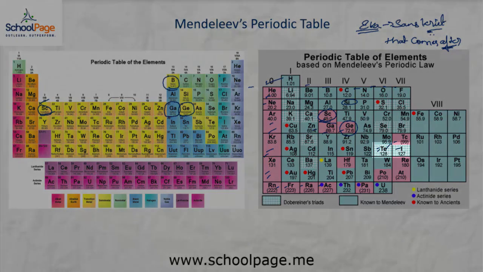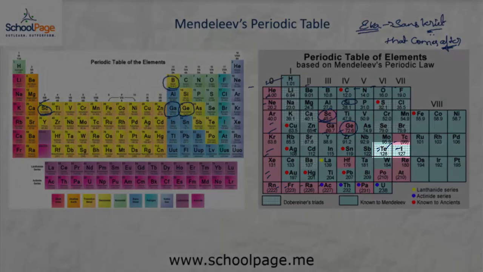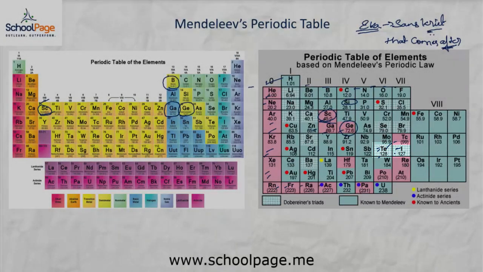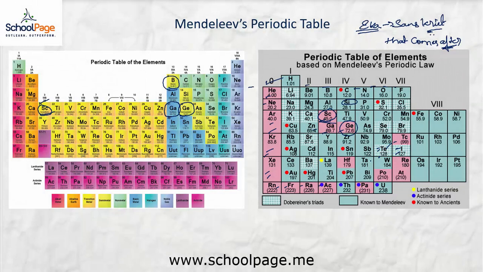The elements tellurium and iodine. Observe the atomic masses of these two elements. Tellurium with the atomic mass of 128 is placed first, and iodine, which has the less atomic mass, 127, is placed after. Now this is not in the increasing order of atomic mass. So this was a mistake made by Mendeleev. In order to get the elements with the similar properties one below the other, Mendeleev placed some elements in the wrong position.